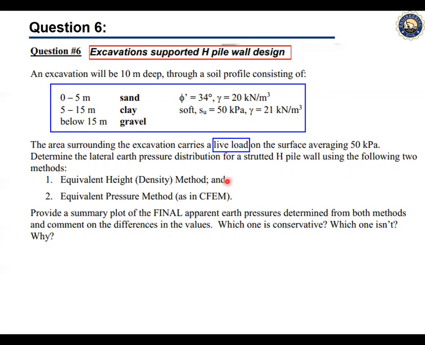The area surrounding the excavation carries a live load on the surface averaging 50 kPa. We need to determine the lateral earth pressure distribution of a strutted H-pile wall using the following two methods: the equivalent height density method and equivalent pressure method, as in CFE-MEN. Finally, we need to provide a summary plot of the final apparent earth pressure determined from both methods and comment on the difference in the values. Which one is conservative, which one isn't, and why.